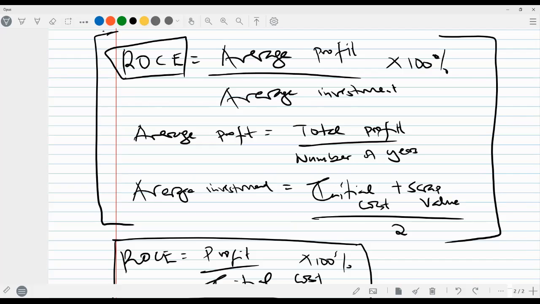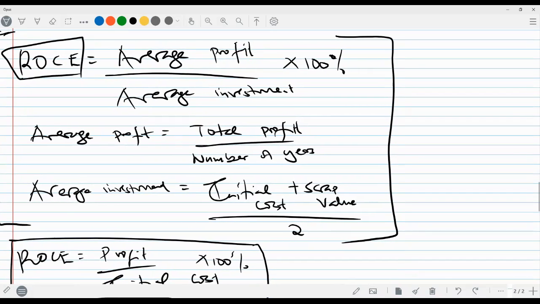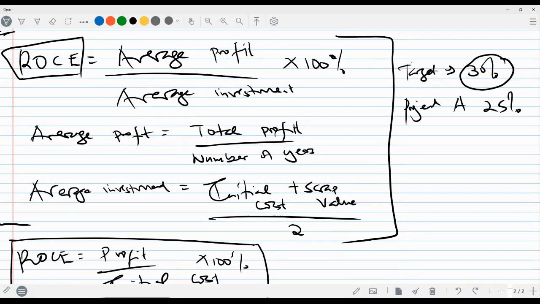As I also mentioned, here we want to compare with the benchmark, the target. What profit does the company want per dollar of initial investment? If the company has a target of, let's say, 30% return on capital employed, and project A gives us 25%, then we reject it, because it is yet to achieve the 30% benchmark that it must achieve. In this case, for project A, we don't invest.